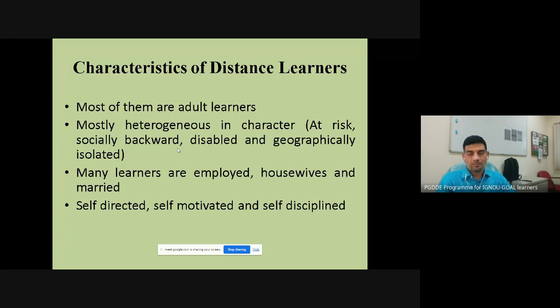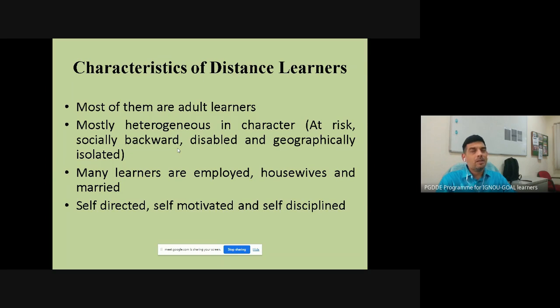Okay, then, mostly in open and distance education, we say that our learners are self-directed, self-motivated, and self-disciplined. Why do we say this? Because here, whoever comes to take admission, maybe due to their personal reasons, they are showing their own interest. When somebody is on a job or needs some professional degree for further promotion or for professional growth, then he or she may join certain programs.